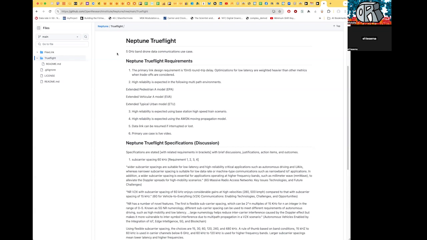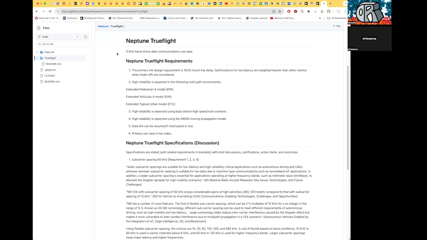When we talk about requirements, we're trying to identify the things that are most important to us, and we've identified low latency in this communications link as the most important requirement. So the number one there, we've numbered the requirements, and that'll be important when we talk about specifications. So the number one requirement, we believe, is the round trip delay. And also then reliability. So we expect to be able to deliver bits in challenging environments.